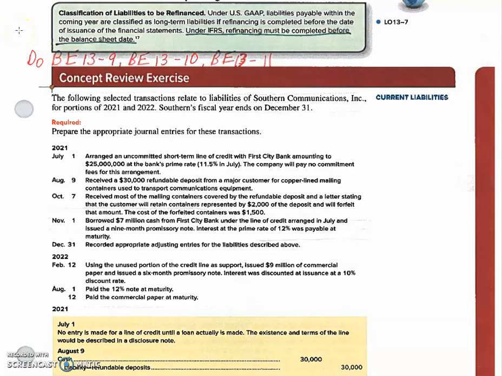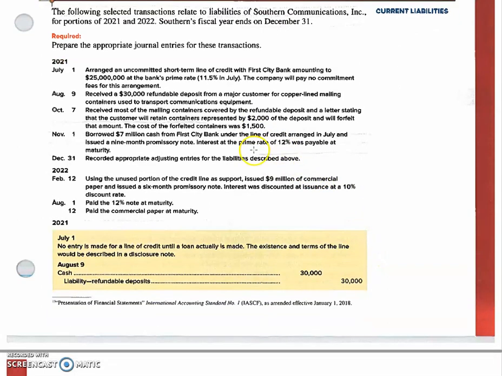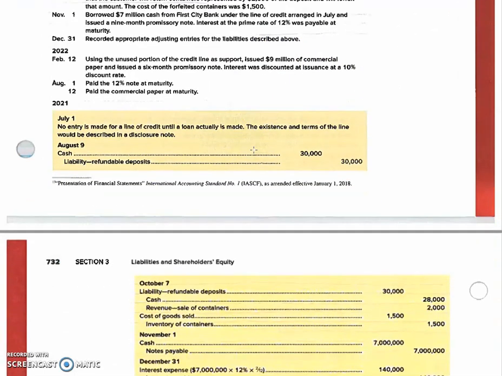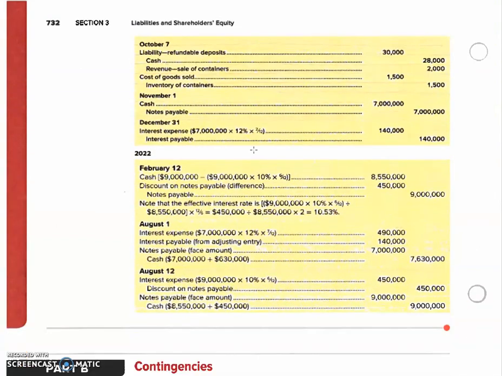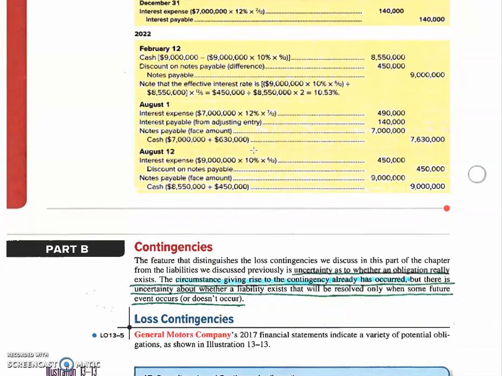Okay, students, we will continue on with liabilities. Now, at this point, there is a concept review exercise, and I encourage you to spend some time going through that, making sure you understand everything about what we've covered thus far. But I'm going to move on. I'm not going to go through that. That's for you to do on your own.